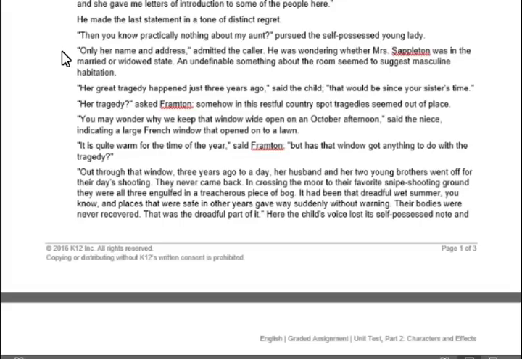He was wondering whether Mrs. Stapleton was in the married or widowed state. An undefinable something about the room seemed to suggest masculine habitation. Her great tragedy happened just 3 years ago, said the child. That would be since your sister's time. Her tragedy? asked Frampton. Somehow, in this restful country spot, tragedy seemed out of place. You may wonder why we keep that window wide open on an October afternoon, said the niece, indicating a large French window that opened onto a lawn.